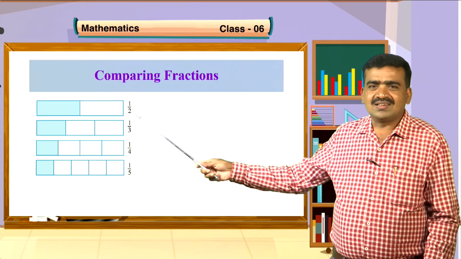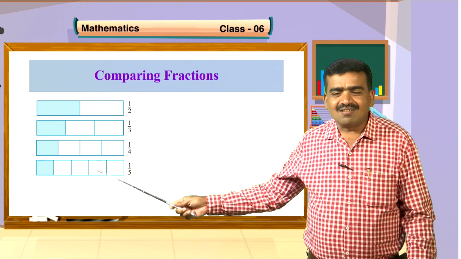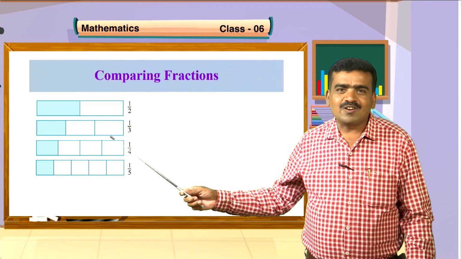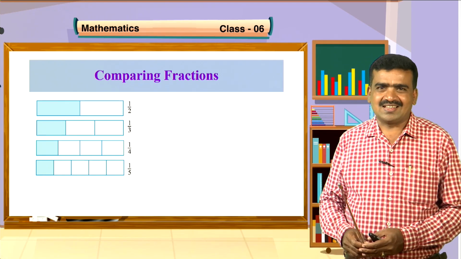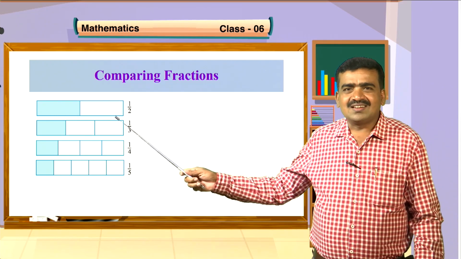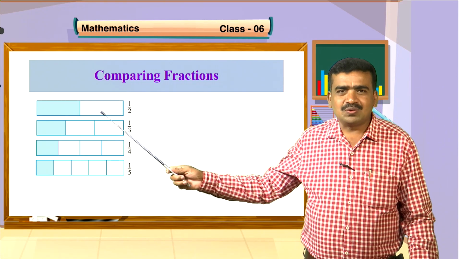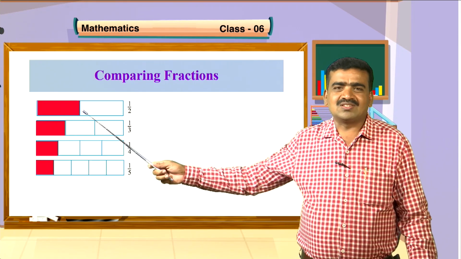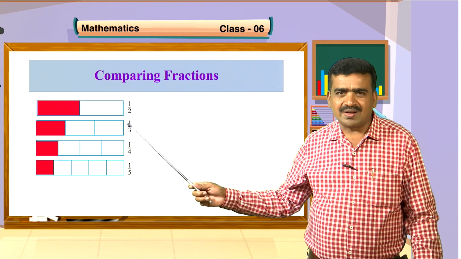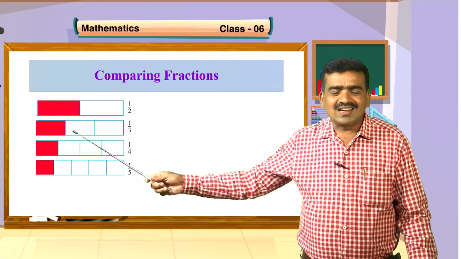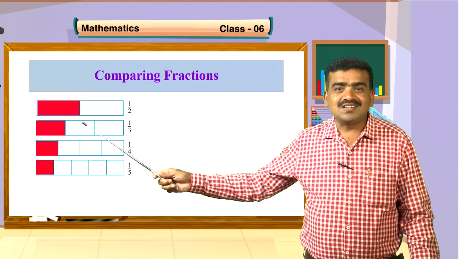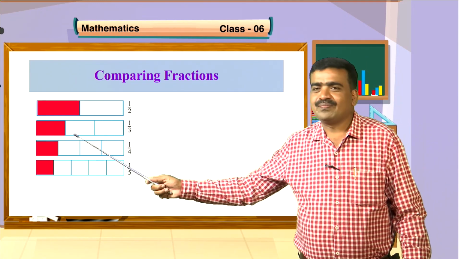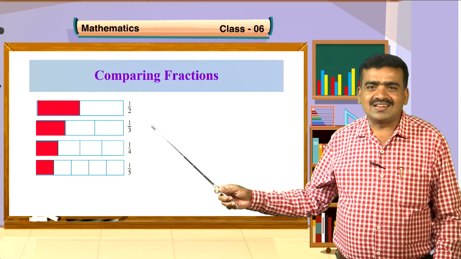Here, the same rectangle in all these 4 cases is divided in different proportions. Am I right? Here, the rectangle is divided into 2 equal parts and one part is shaded. So that shaded part represents 1 by 2. In the second rectangle, it is divided into 3 equal parts. Out of 3, 1 part is shaded. So that is written as 1 by 3.